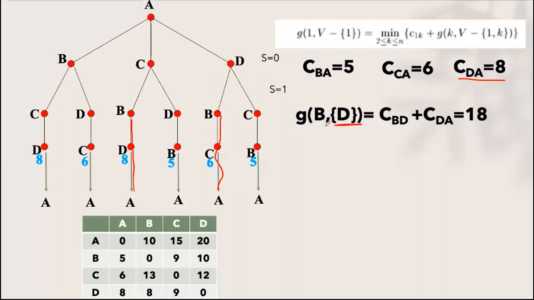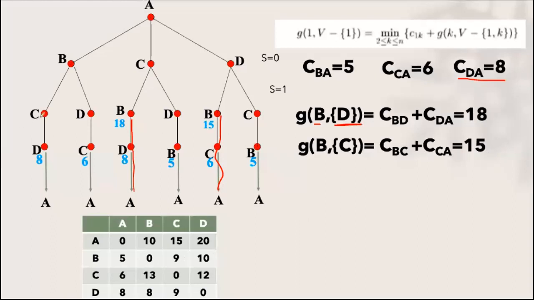Cost of reaching A from B via D. I'm starting from B. That is cost of B to D plus cost of D to A. Cost of B to D and cost of D to A, that is 80. Next is cost of B to C plus cost of C to A. Cost of B to C and cost of C to A, that is 15. The cost is given in this matrix.